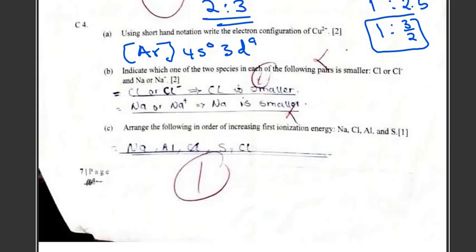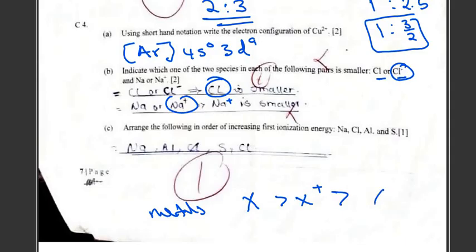Indicate which one of the 2 species in each of the following pairs is smaller. So which one is smaller between the 2? This guy is smaller because we gain an electron, right? It becomes bigger for nonmetals. And here the smaller one is this guy because it lost an electron. So for metals, they become smaller as they lose electrons. The original is bigger than the second thing you get, because electrons are being removed. Then for non-metals, they always increase. So this is less than that because we are adding electrons. So this is what you get.